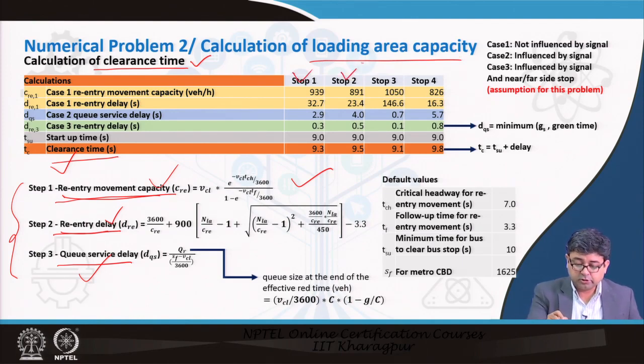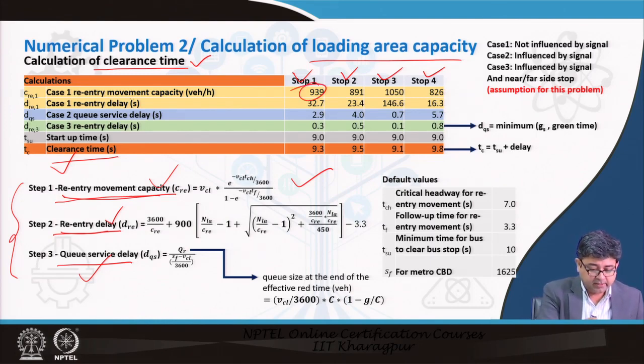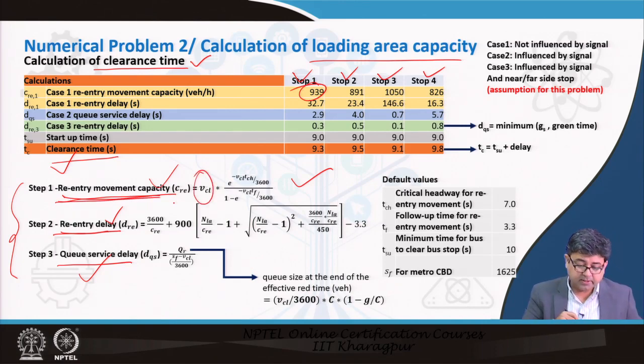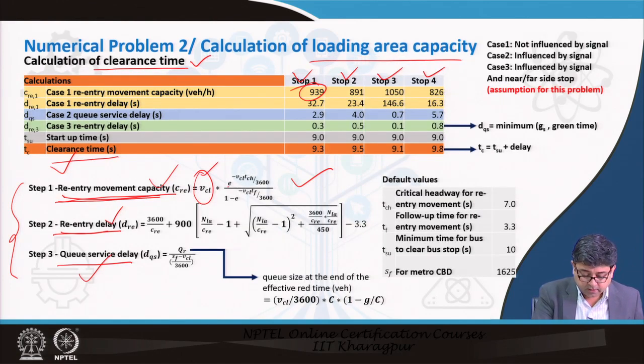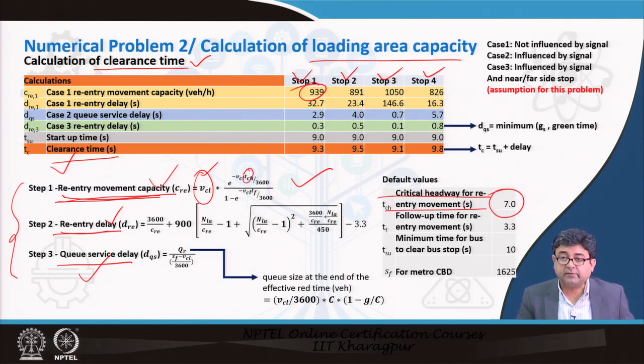Again, these are all shown for 4 different stops. Let us go through one of these stops, starting with the re-entry movement capacity. The first calculation of re-entry movement capacity only depends upon the traffic volume on the curb lane, VCL, right: VCL times e to the power minus VCL into TCH. TCH is nothing but the critical headway for re-entry movements. Again, standard values are given there, right.